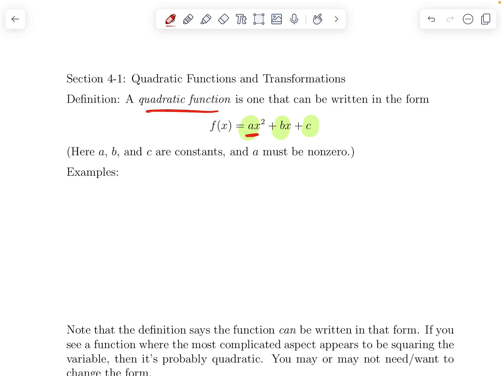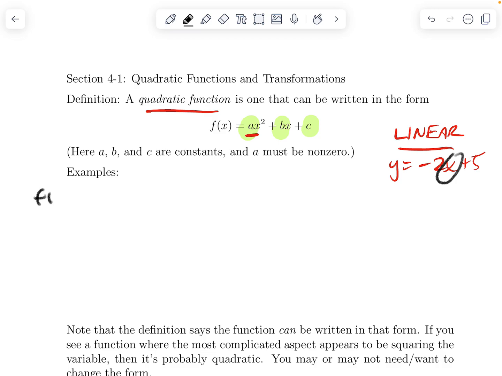They can be negative. They can be fractions. The idea is this is more complicated than a line. If we had a linear function, an example would be something like y equals negative 2x plus 5. And basically the most complicated thing is x. In a quadratic function, the most complicated thing is x squared.